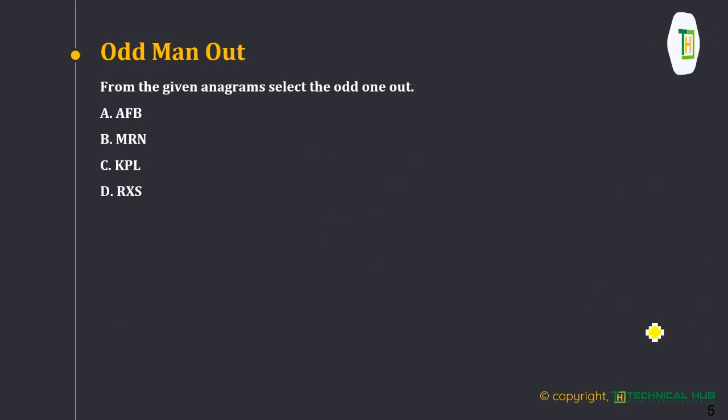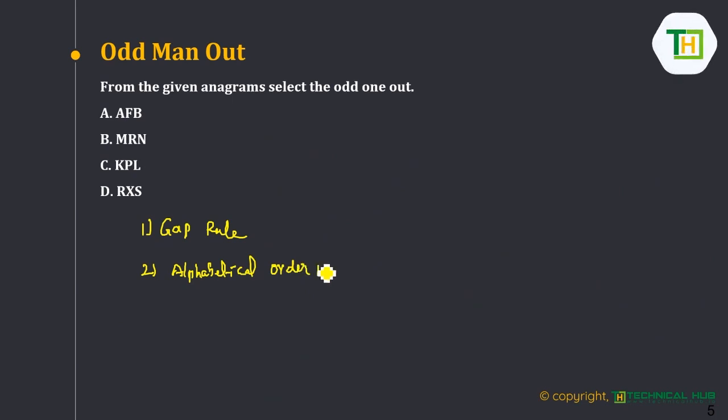Given the options: option A is AFB, option B is MRN, option C is KPL and option D is RXS. I have to follow three rules, which I already told in the previous class. So what are the odd man out rules? One is the gap rule, the second one is the alphabetical order rule, and the third one is the vowel rule.